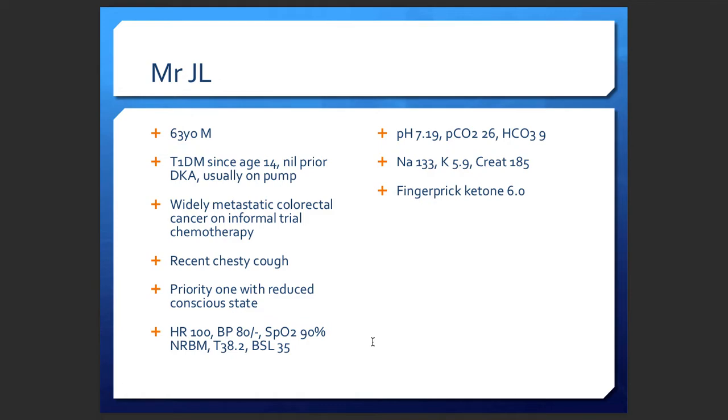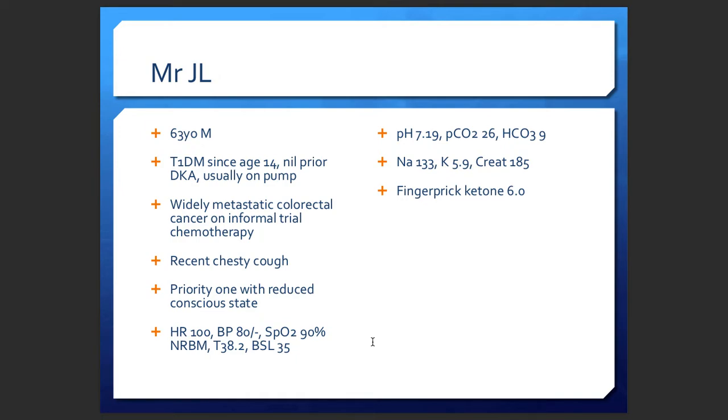And he was having recent episodes of chesty cough, in fact, one associated with a reduced conscious state as well. So the gentleman comes to the ER. You're called up. You have a look. Heart rate is high, he's tachycardic. Saturation levels are like 90%. Blood pressure is feeble, systolic is like 80.